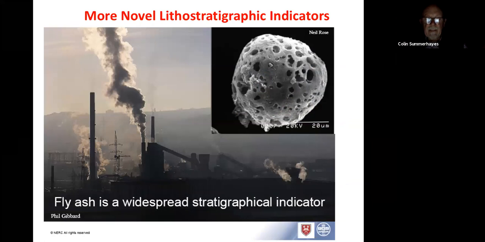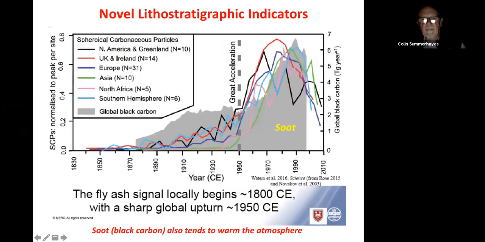More novel lithostratigraphic indicators: by burning coal, we get fly ash. That little round thing in the top corner is a silica thing. It looks like pumice, doesn't it, with all those funny little air holes. The scale bar shows 20 microns, so these are really tiny little things. They go up in clouds of smoke like you see in the picture, and they get distributed by the wind. What we're interested in is how that's changed with time.